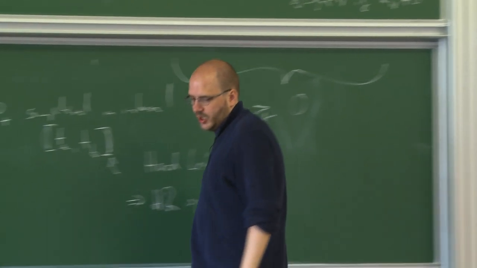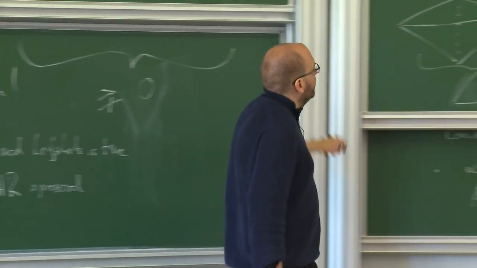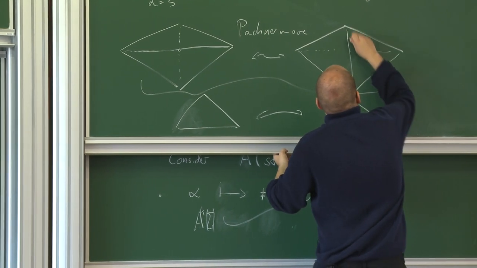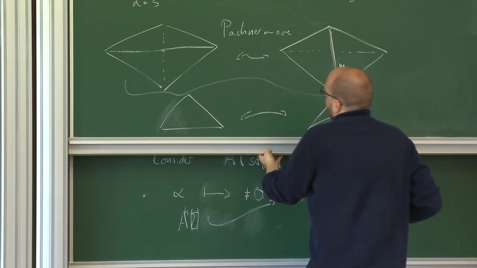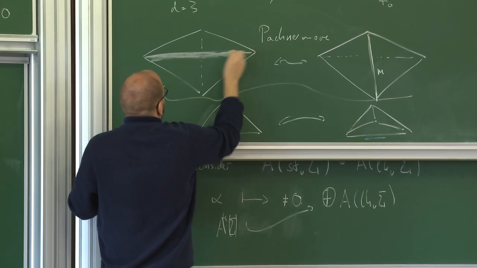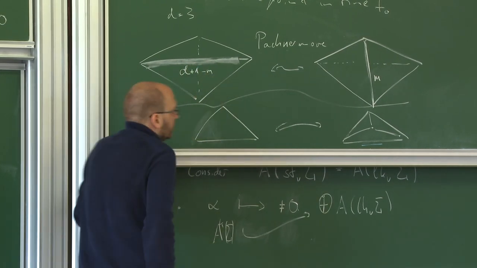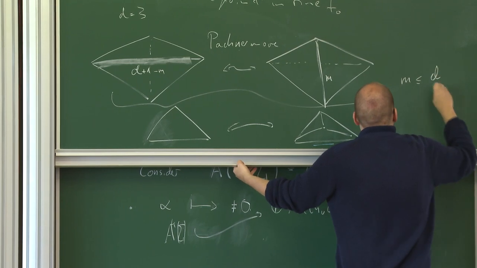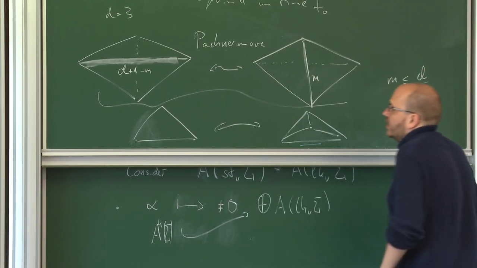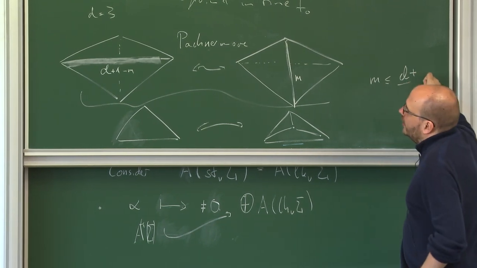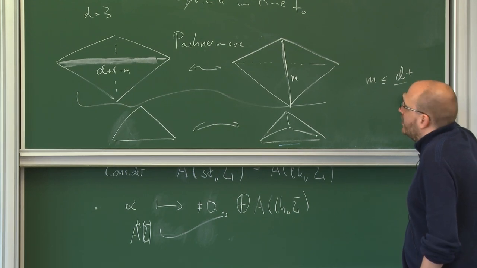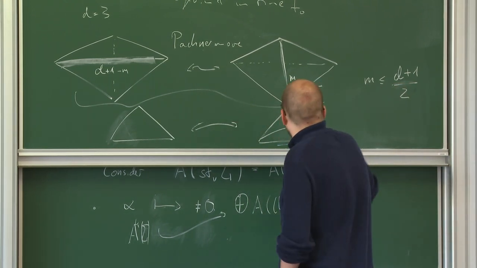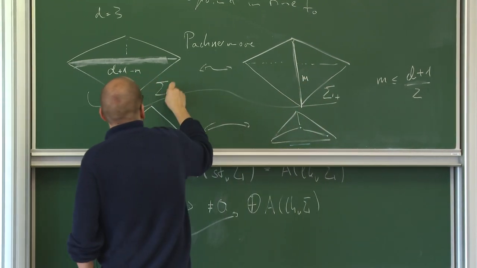And for this, let me come to the following convention. In total there are d plus one vertices here. Let's say this part here has m vertices, and this part here has d plus one minus m vertices. They add up, and I will make the assumption that m is less or equal to the threshold, so m should be less or equal to d plus 1 half. And my notation will be that this here will be sigma plus, and this here will be sigma minus.